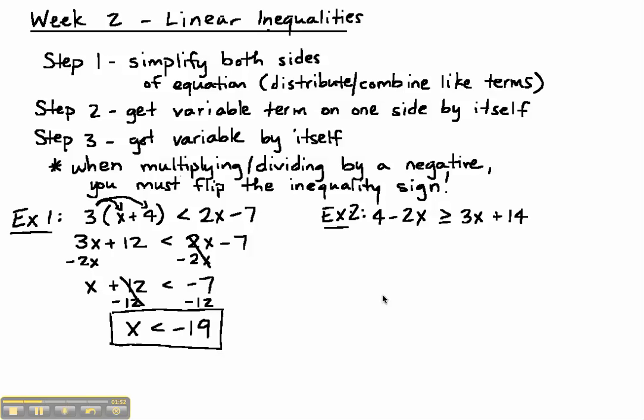And then for example 2, we look at it and we see that there is nothing to distribute. We see no parentheses. And also on each side of the inequality sign, there are no like terms. 4 minus 2x are not like terms. 3x plus 14 are not like terms. So we can skip step 1 and go directly to step 2, where we get the variable term on one side by itself. So we first need to get the variable terms on one side.